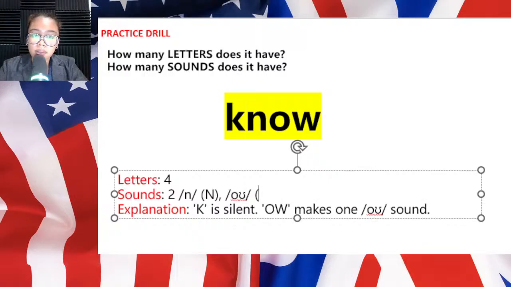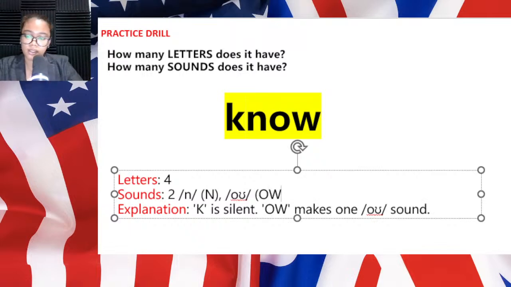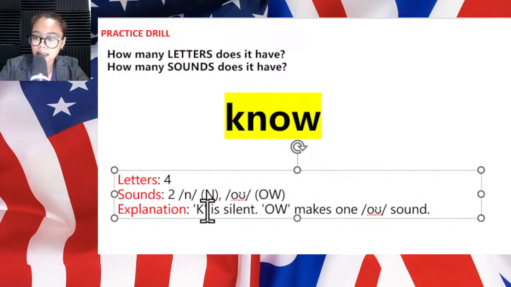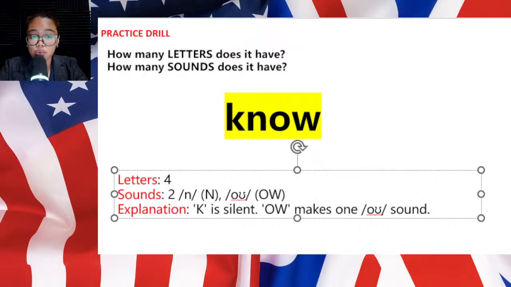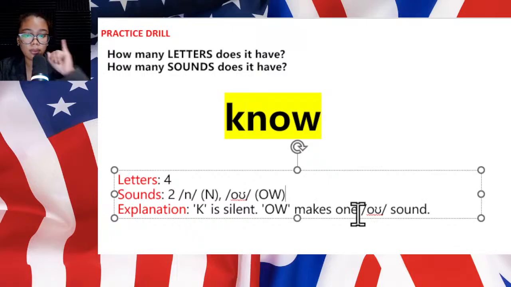Here, what is the long vowel sound? That is the O sound, okay? So this O sound is produced by combining letters O and W. So again, K is silent. So we only have two sounds but four letters. In "know," despite having four letters, K, N, O, and W, you only have two distinct sounds. So this word beautifully illustrates two of our key points from today: the presence of a silent letter and how a combination of letters can form a single sound, leading to more letters than actual sounds.